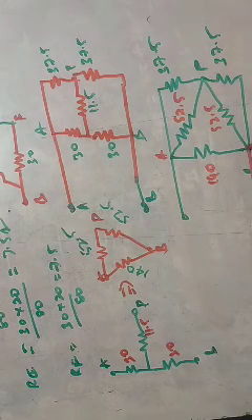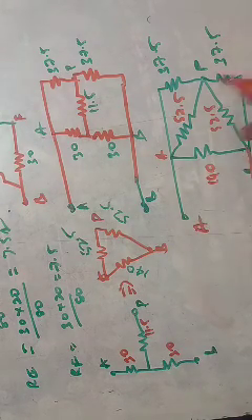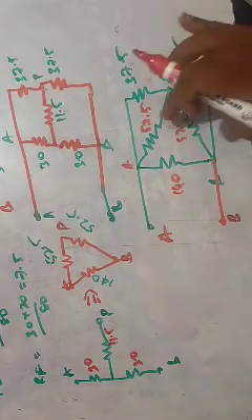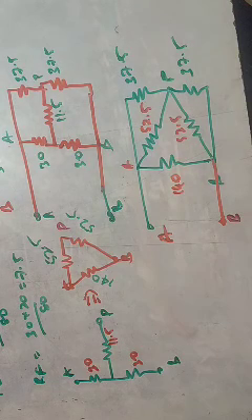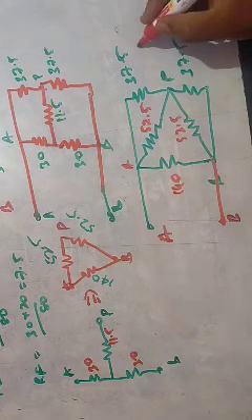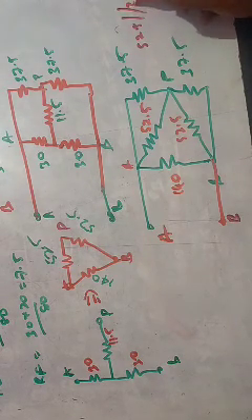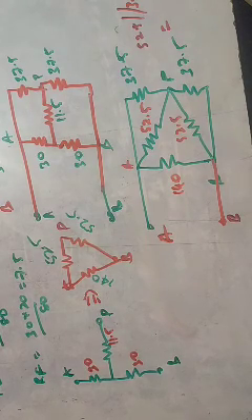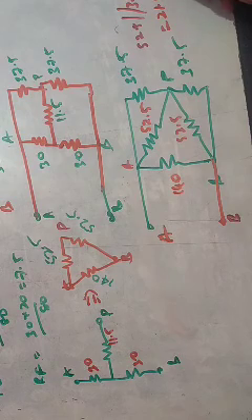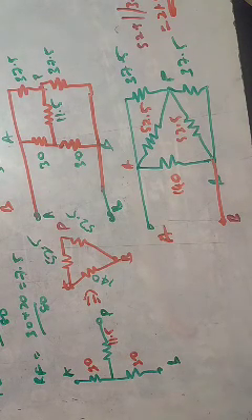See this diagram. Here 52.5 is parallel with 37.5. This 52.5 again is parallel with 37.5, and the answer of that becomes 21.87. You may use the calculator. 52.5 parallel with 37.5, the answer is 21.87.